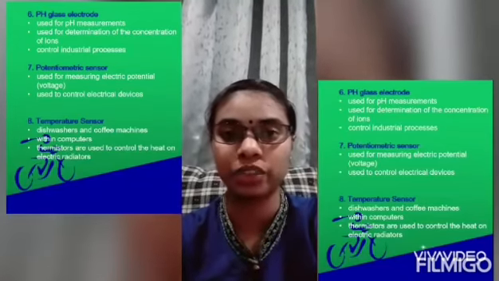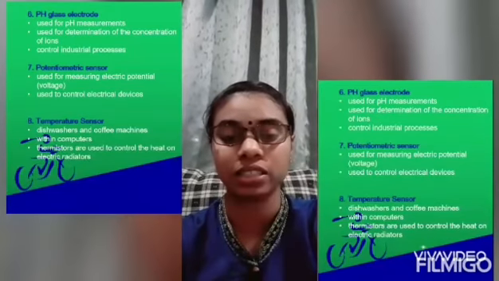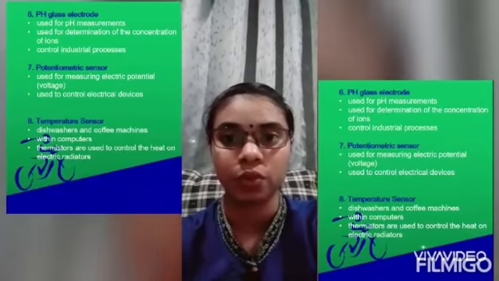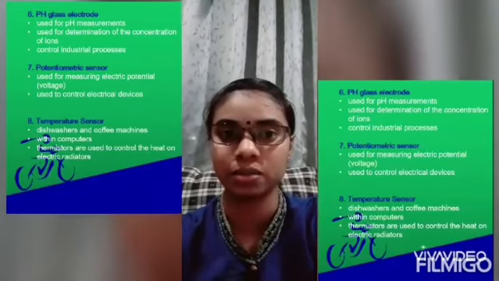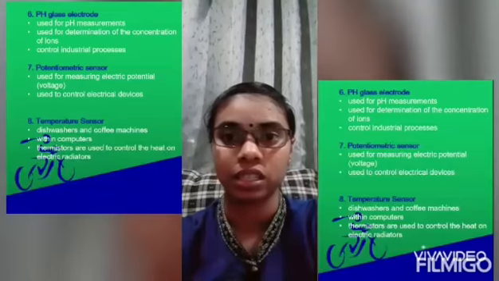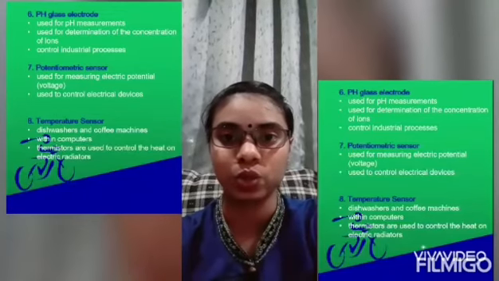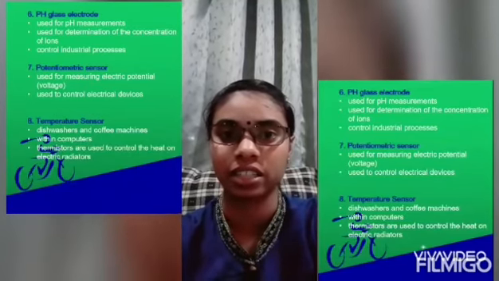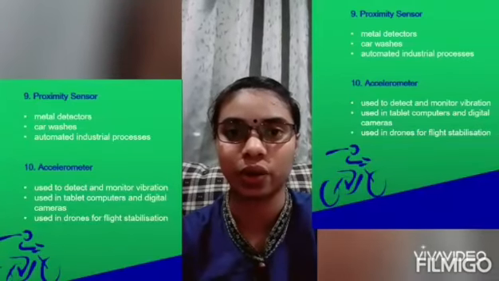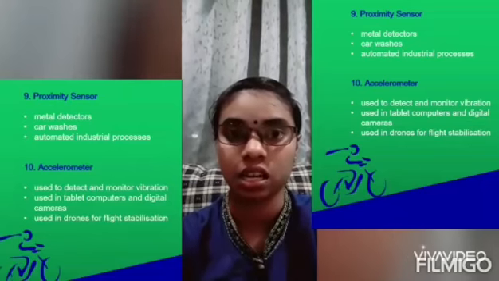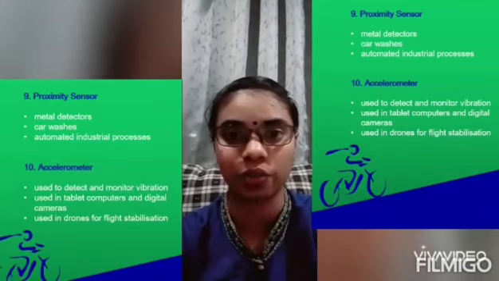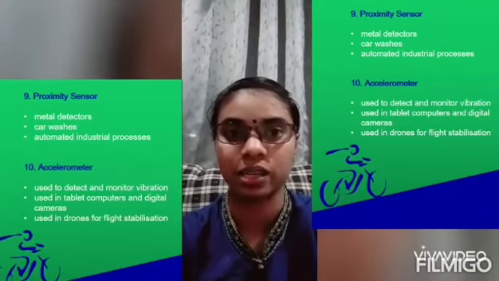Dishwashers and coffee machines all contain temperature sensors. Within computers, there are temperature sensors to ensure the system does not overheat. Thermistors are used to control the heat on electric radiators. The common applications of proximity sensors include metal detectors, car washes, and a host of automated industrial processes.